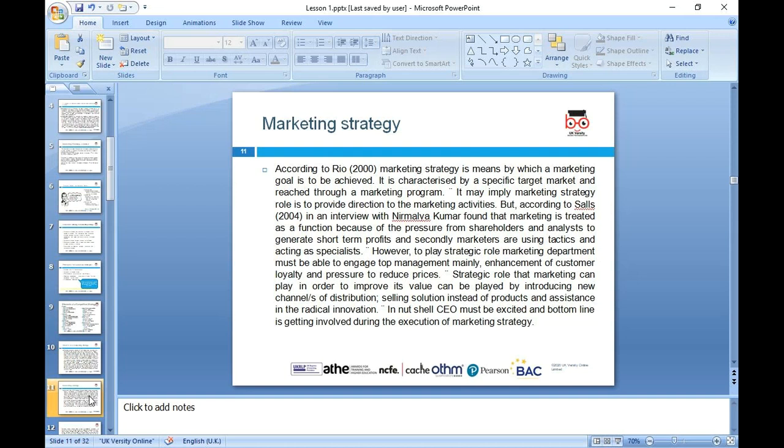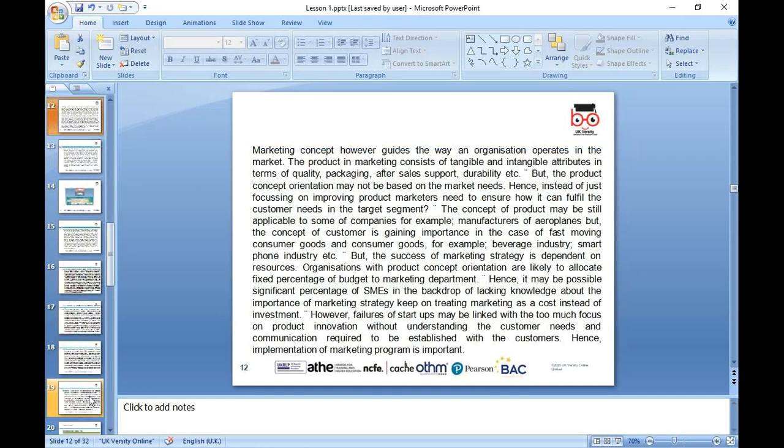Then marketing strategy means the way by which marketing goals are to be achieved. We can look at a specific target market and what we really want to be. We can set the marketing program, how we'll achieve it. All this we can focus on in our marketing strategy and action plan. So the marketing concept helps guide which strategy to use and how we can achieve it.